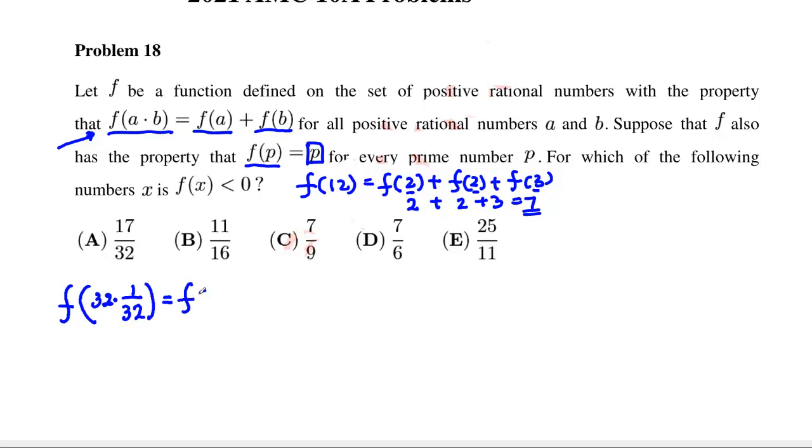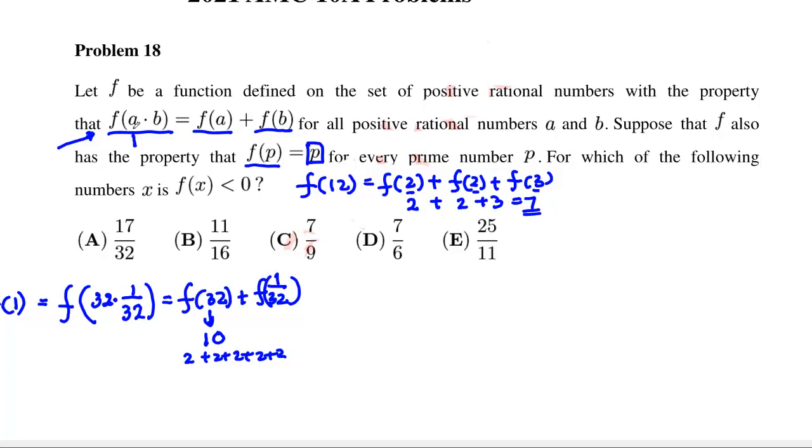Now let's find out what happened over here. This equals f of 32 plus f of 1 over 32. This we can find, right? 32 is 2 to the 5th power, so actually this value is 10, we know that: 2, 2, 2, 2, 2. So now when we multiply this, we need to find the value of f of 1.